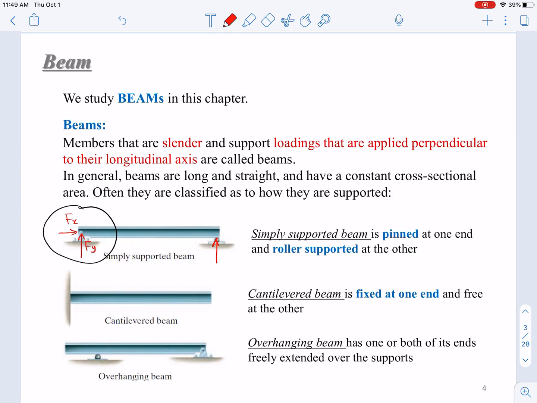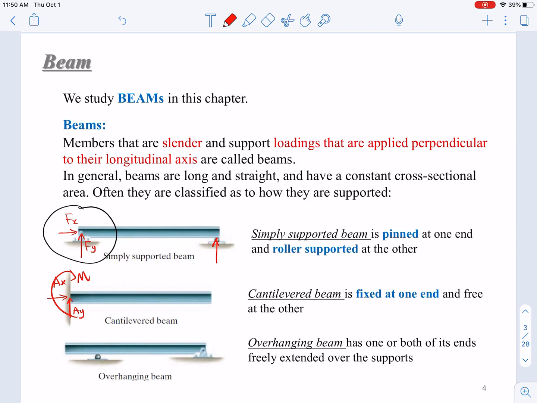So the second type is called a cantilever beam. The cantilever beam is fixed at one end and free at the other end. The fixed end condition means that you have a y direction force, an x direction force, and a bending moment. So you have three reaction forces.